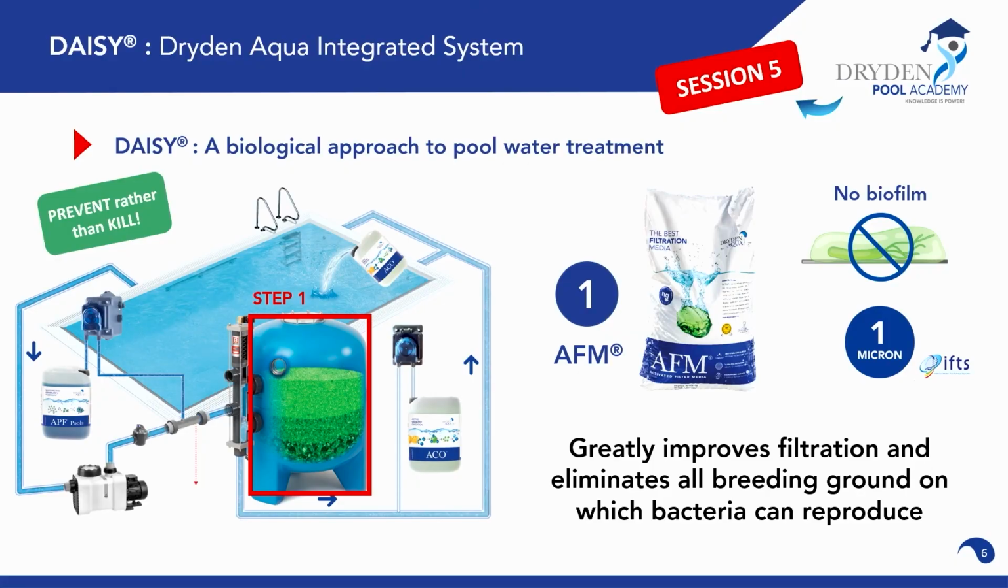So for this one, the biggest biological activity in a swimming pool is, of course, what's inside the filter. Sand is a good media for biological growth, whereas AFM does not promote the growth of bacteria and biofilm. So simply replacing your sand with AFM reduces a massive amount of biological activity in your pool. This is the first step. The filter media is the largest surface in contact with water where you have this biofilm. And we remove this biofilm. We also filter to 1 micron without flocculation.